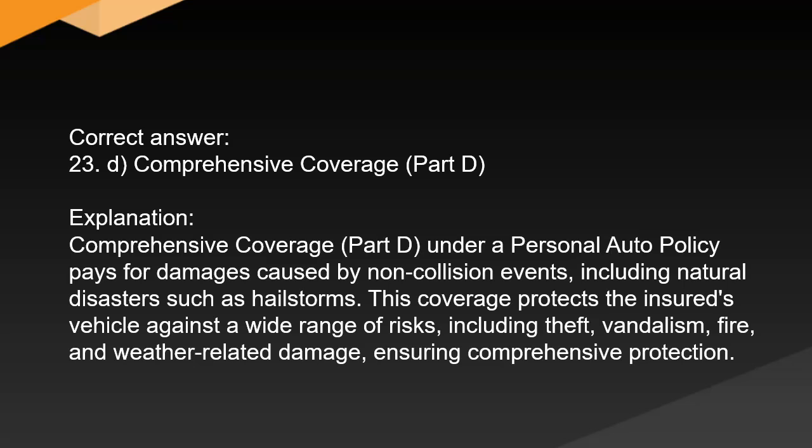Correct answer. D. Comprehensive coverage, Part D. Explanation. Comprehensive coverage, Part D, under a personal auto policy pays for damages caused by non-collision events, including natural disasters such as hailstorms. This coverage protects the insured's vehicle against a wide range of risks, including theft, vandalism, fire, and weather-related damage, ensuring comprehensive protection.